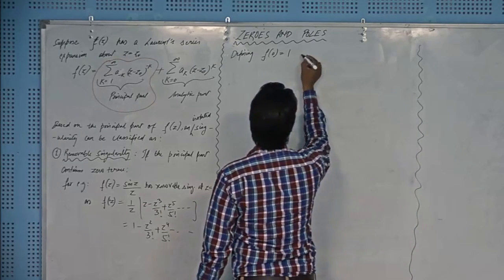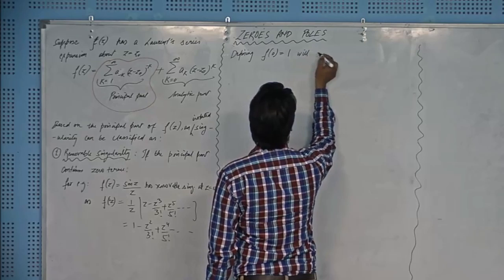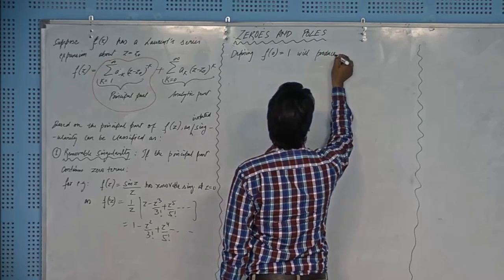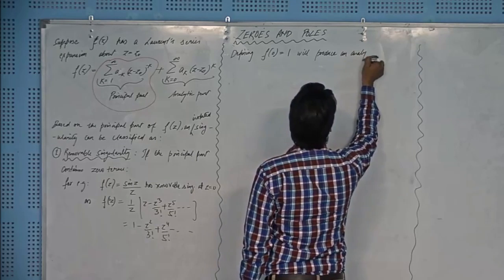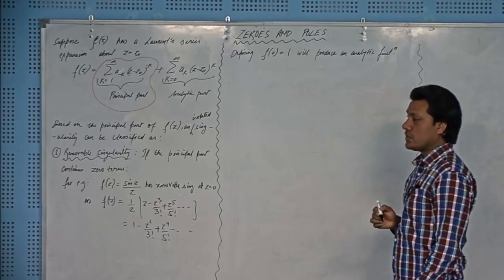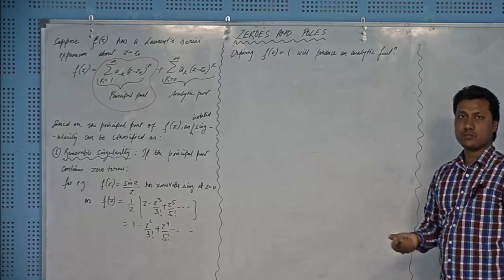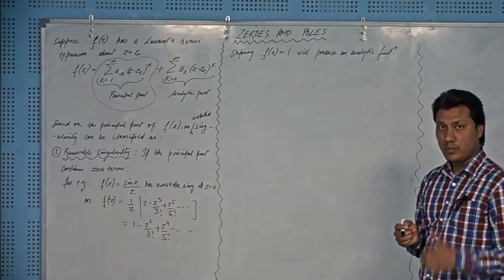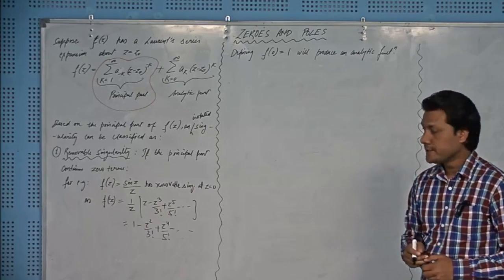Defining f(0) equal to 1 will produce an analytic function, right? So a function with removable singularity at some point can be converted to an analytic function by properly defining it at that point, right?